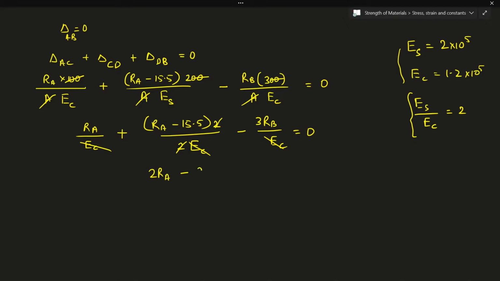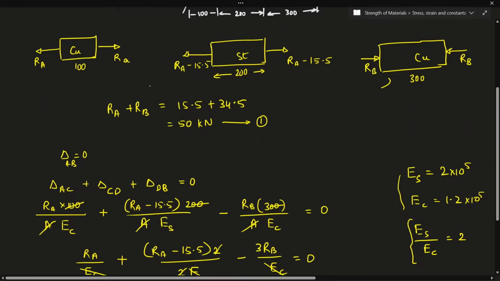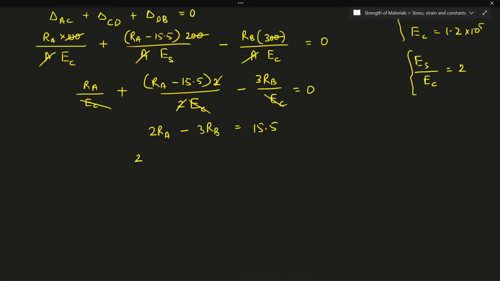I have minus 3RB is equal to 15.5. Now instead of RB I'll substitute. I know that from equation number 2 I can substitute as 50 minus RB. Now here 2 into 50 minus RB minus 3RB is equal to 15.5. Now if I simplify here, I'll have 100 minus 2RB minus 3RB is equal to 15.5.